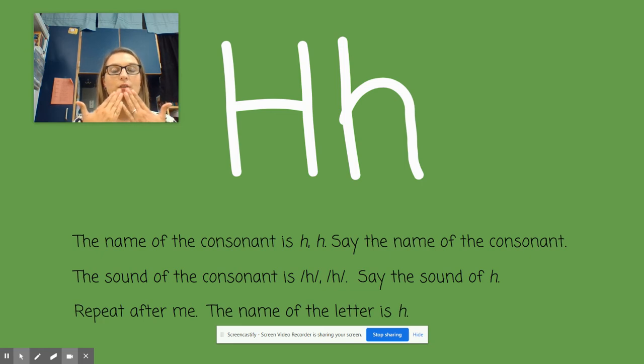The sound of the letter is H. The sound of the letter is H. Your turn. The sound of the letter is H. When you say that sound, put your hand up in front of your face. You should feel your breath blowing on your hand when you say the sound.